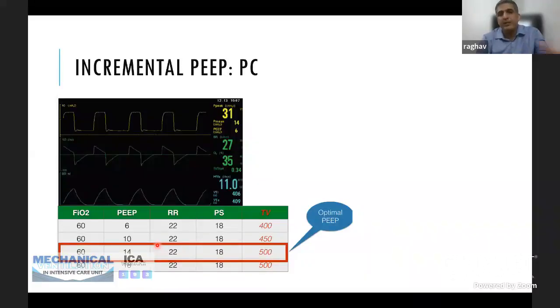Similarly, the incremental PEEP method can also be tried in a patient on pressure control mode, in which the pressure control, which is 18, will remain constant, and by increasing the PEEP, we will look at the tidal volume. If the tidal volume increases with an increase in PEEP, that means that the compliance is improving, and thus we can find the optimal PEEP for this patient, which is 14.